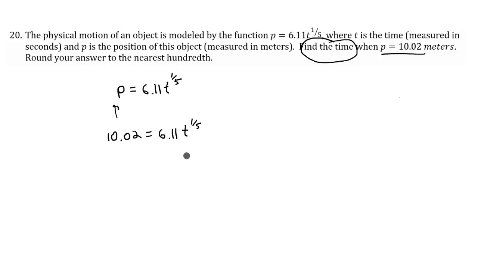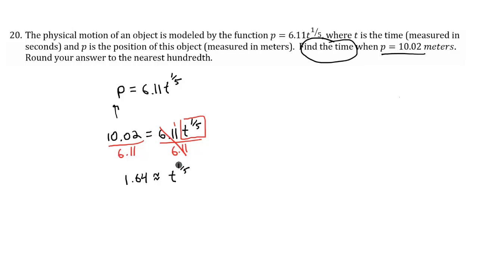And at this point we have to solve, and that means we have to get our t part by itself. Once we get this by itself, then we'll deal with the 1/5 exponent. So to undo the multiplication of 6.11, we're going to divide it out. So that over that gives us 1. It goes away. We've got to divide the left side by 6.11 as well. We're left with about 1.64. So that's going to be an approximation. But we do have our t to the 1/5 power by itself, and that's what we wanted.